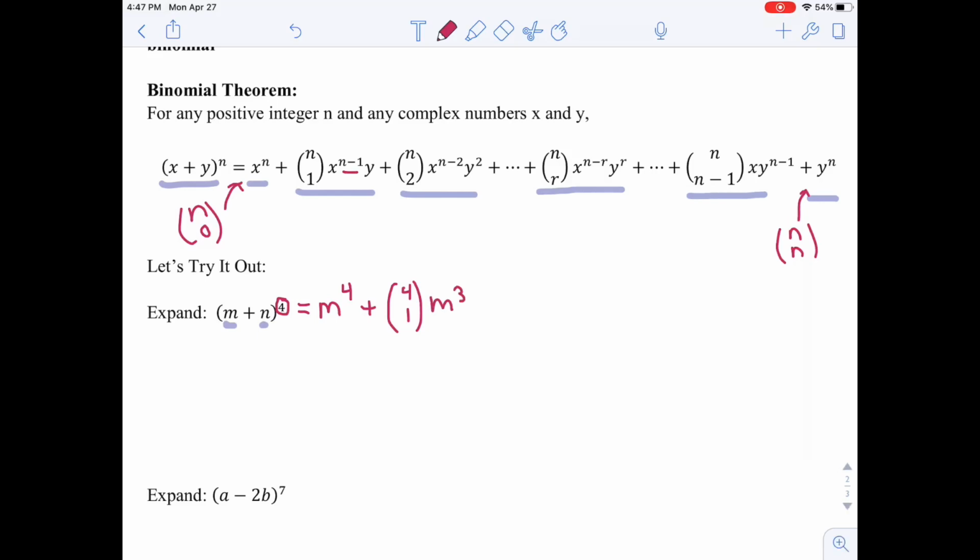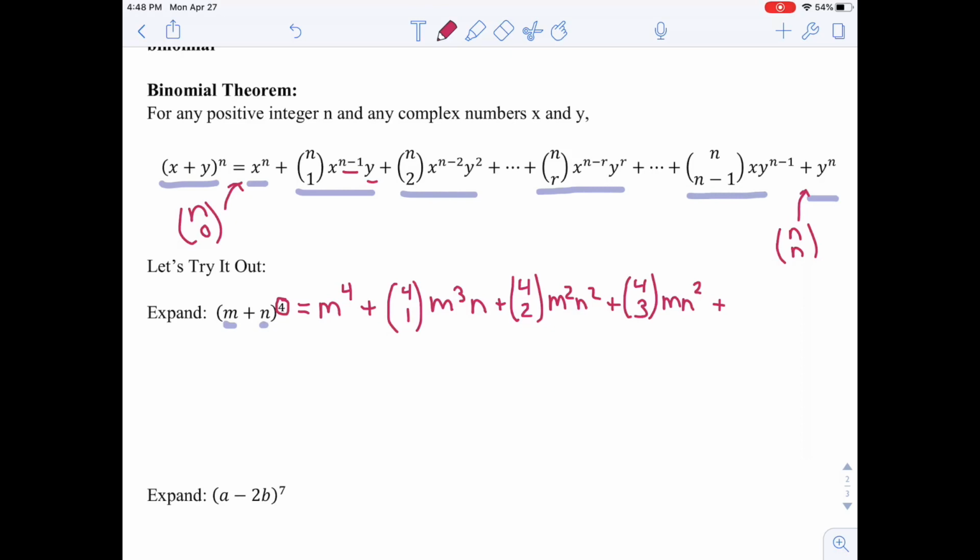We're going to drop 1 power on your m, so it becomes m to the third. And we're going to add 1 power to our second term, which is n, so n. And then we go to 4 choose 2. Take a power away, add a power, so m squared, n squared. Okay, we go to 4 choose 3. Take another power away from the m, add it to the n.